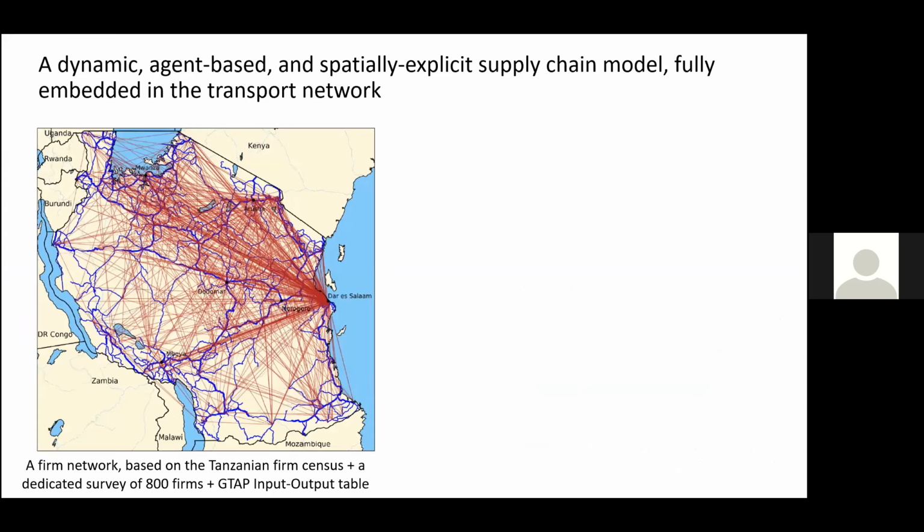We did that by starting with a firm network. So using a lot of economic data, plus our survey, we created a specialized input-output table. So it basically tells you in each city in the country what is produced and what it buys from other regions and other sectors.